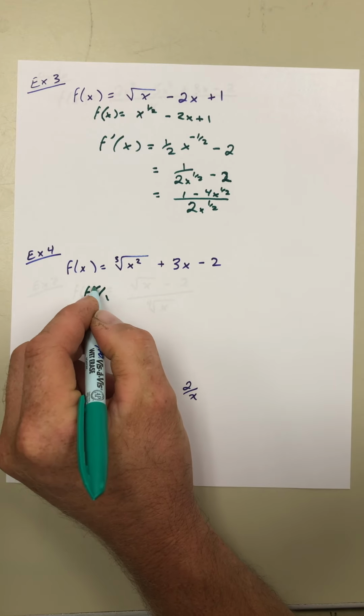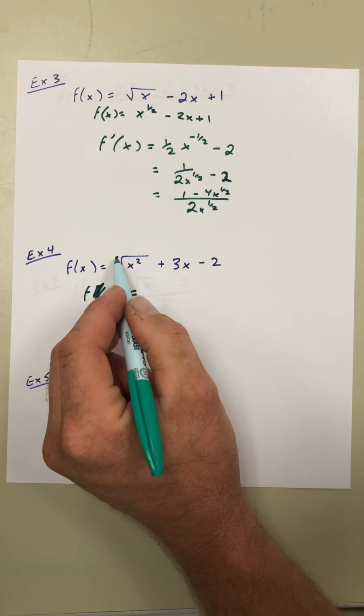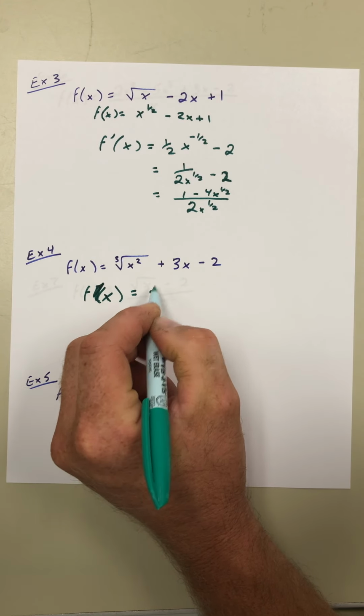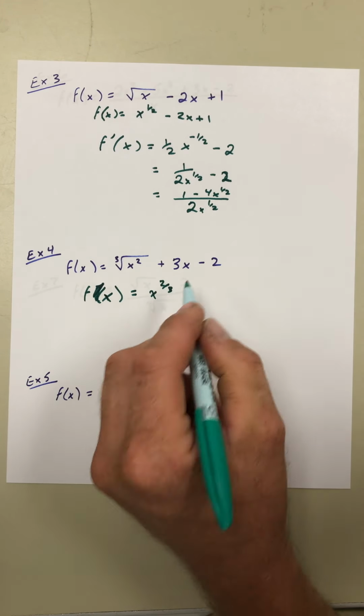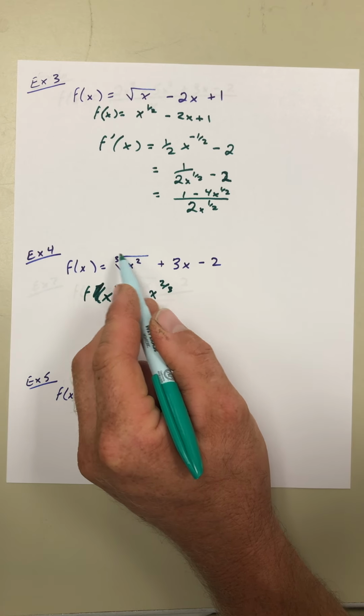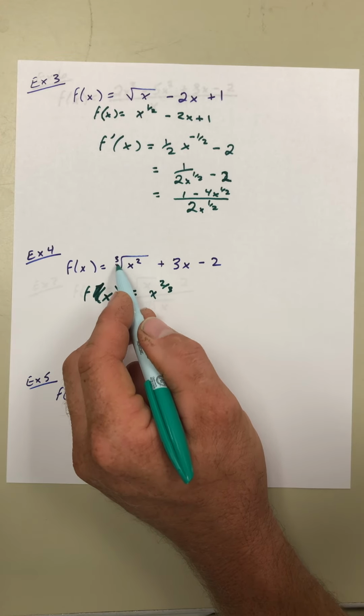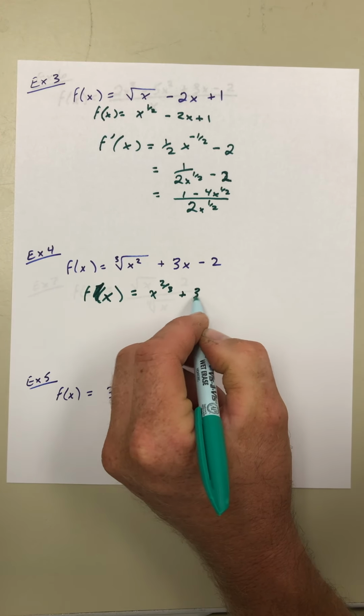In example 4, I can't do that yet. I have to rewrite this. F of x, the third root of x squared. We're going to write that as x to the 2/3. Our numerator is the exponent on the inside. Our denominator is the index, or that number above that radical symbol.